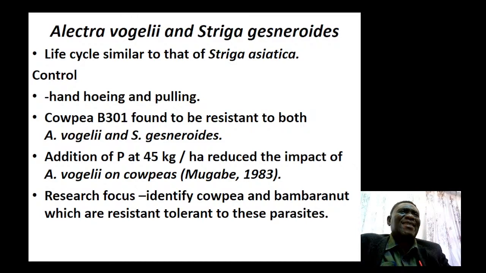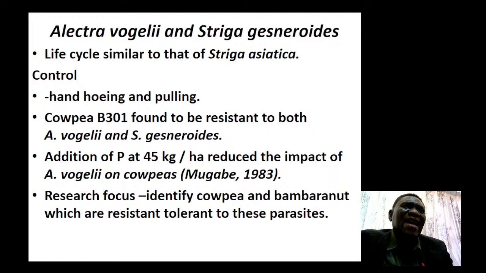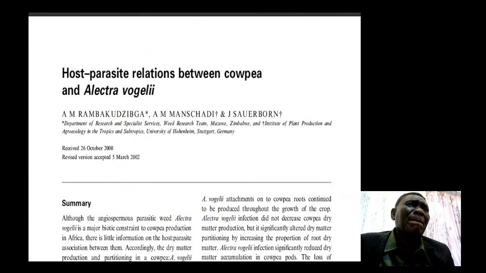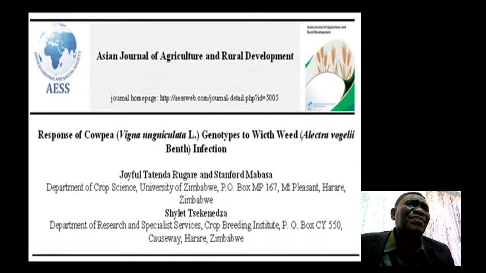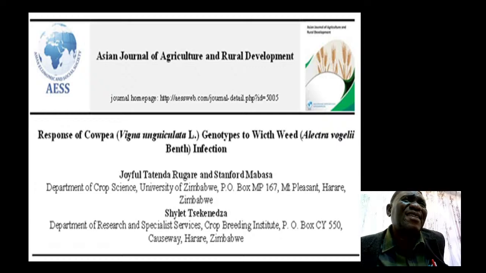So I think the research should focus on identifying cowpeas and bambara nut which are possibly resistant or tolerant to these parasites. Here there's a paper by Rubaihayo on cowpea and Alectra vogelii. Another paper on screening genotypes.